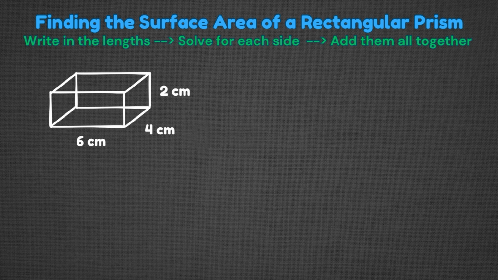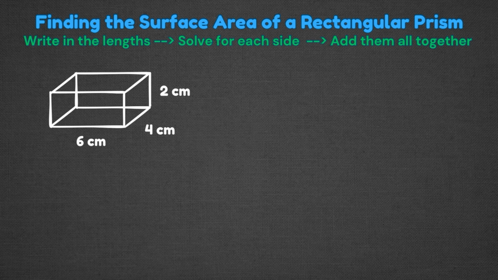Alright, it's geometry time. Let's find the surface area of a rectangular prism. The first thing you need to be able to do is go around the outside of this shape and write in the lengths that are missing. This is something that really helps make sure that you understand what the different sides of the shape are.